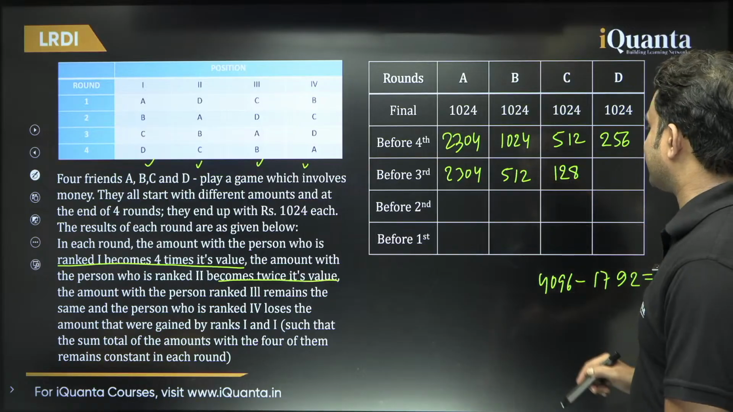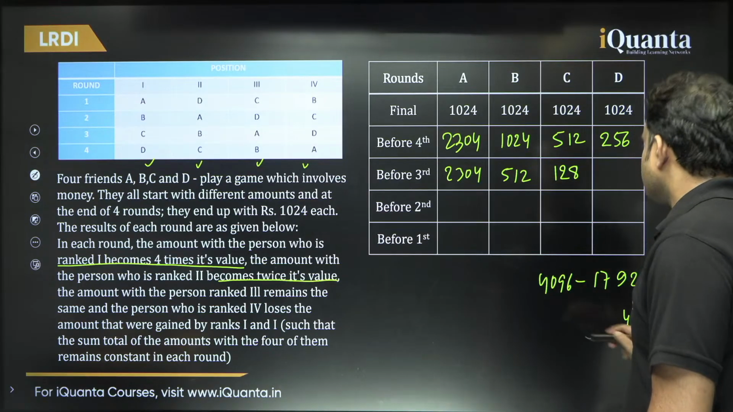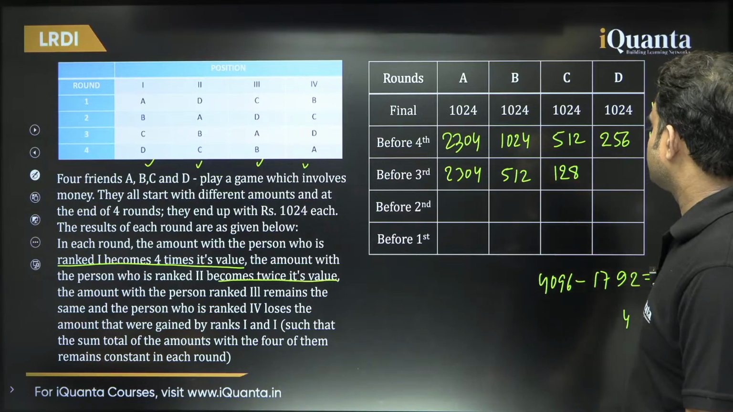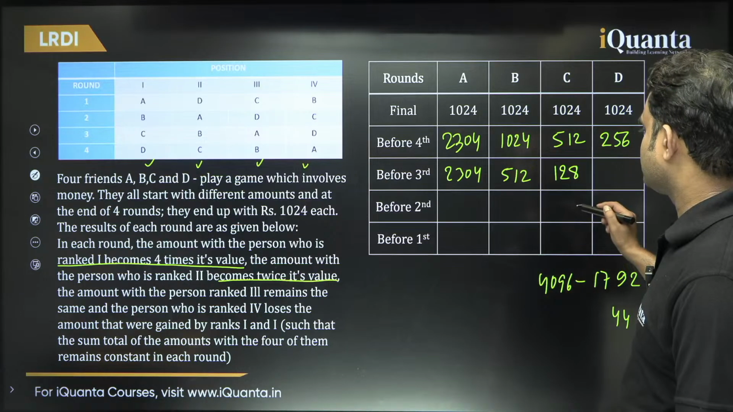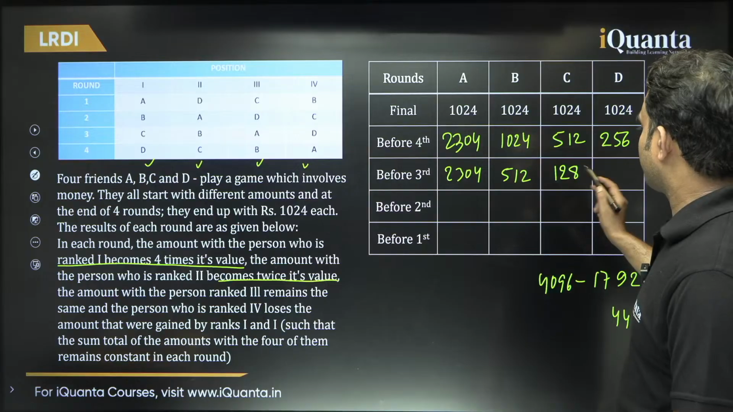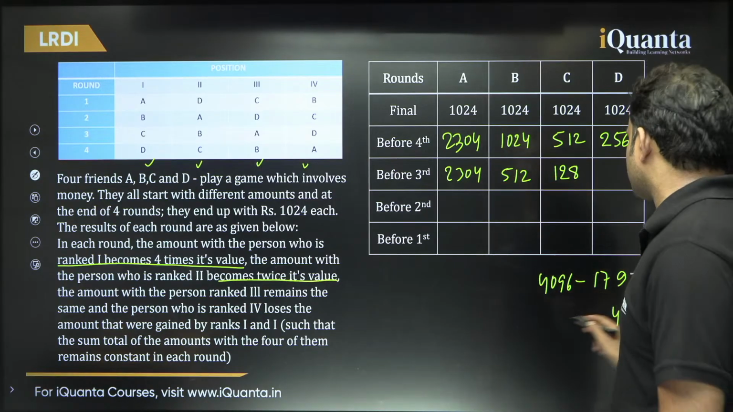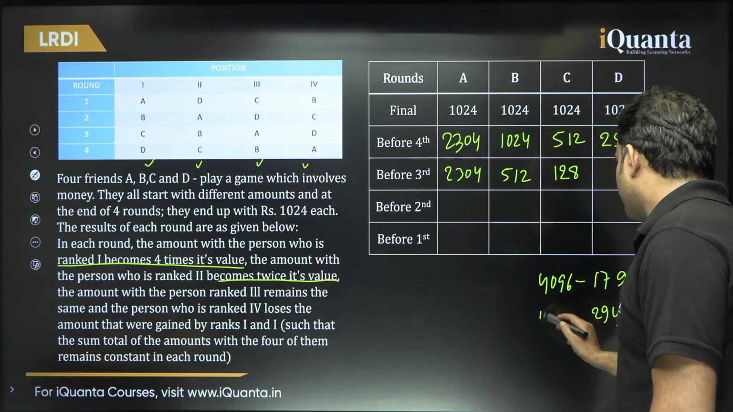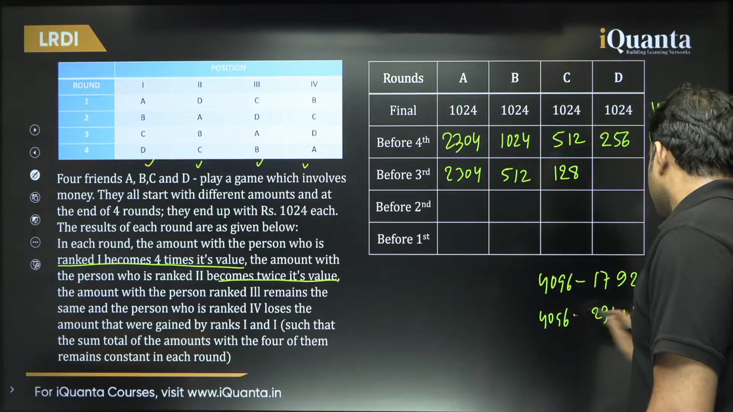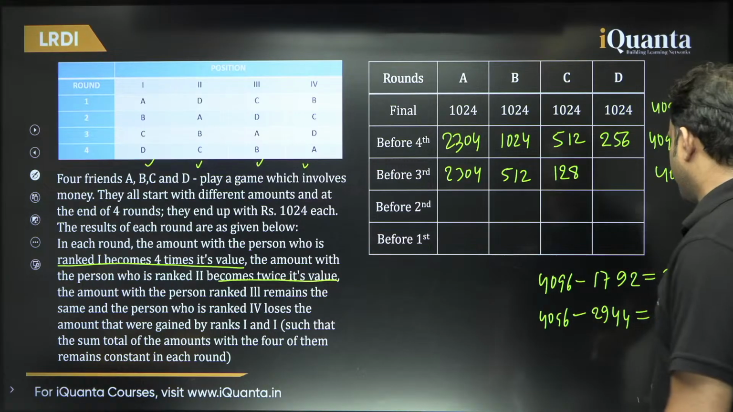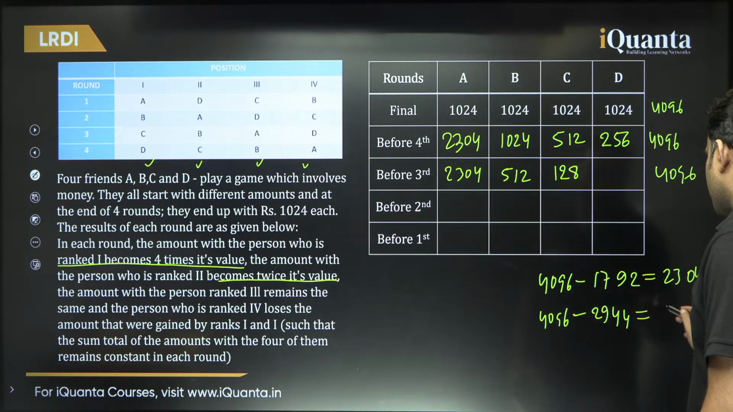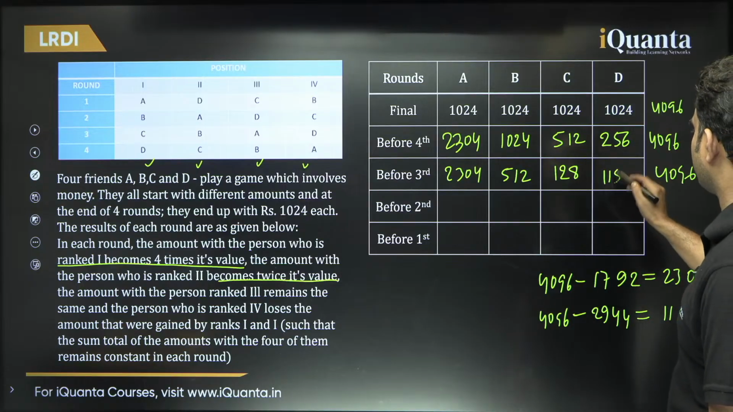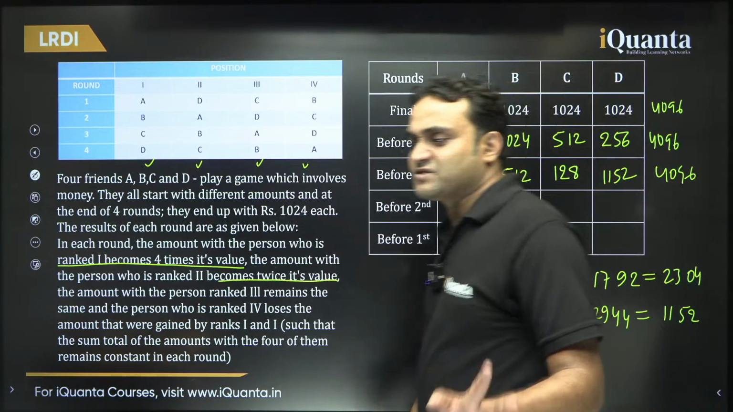So 8 plus 2, 10 plus 4, 14. 2 plus 1, 3 plus 1, 4. Right, 44. And 5 plus 1, 6 plus 23, it will be 29. 4096 minus 2944. This will become 6 minus 4 is 2. 9 minus 4 is 5. 40 minus 29 is 11. So this will become 1152. Now this is a very easy set now.